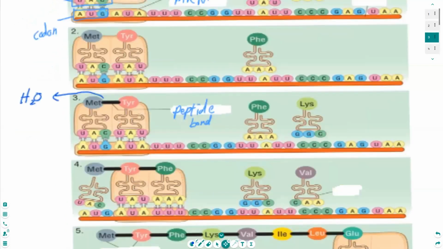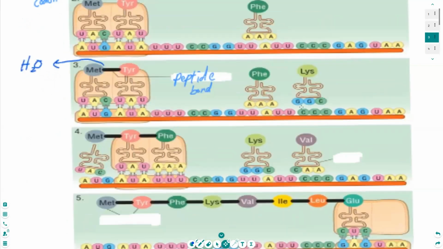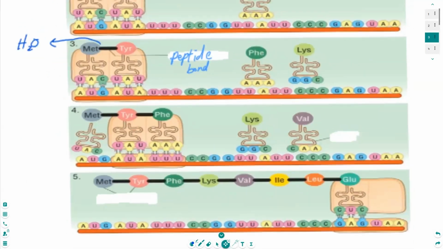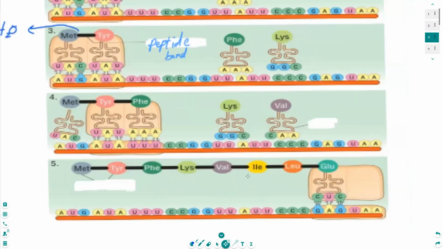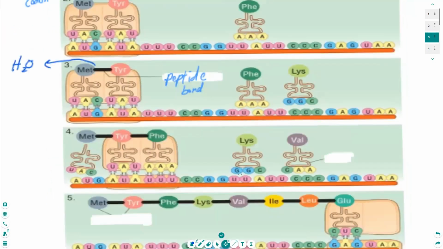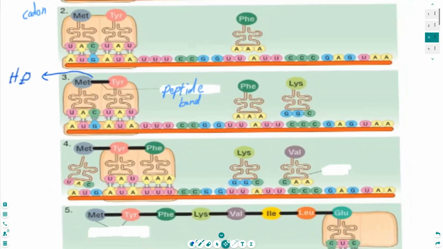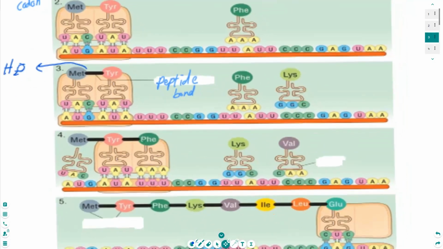Now, after that, the ribosome would then move along and read the next codon, U, U, U. The corresponding anticodon would be A, A, A, and that carries the amino acid phenylalanine. And then the one after that, CCG, that is lysine, GUU, valine, AUU, isoleucine, I think that is CCC, leucine, GAG, glutamine. But we'll get onto those in a minute. So the phenylalanine amino acid comes in and another peptide bond is formed.